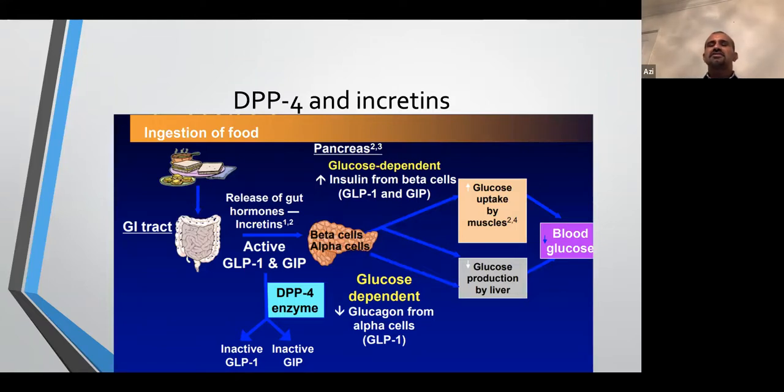Okay, this slide is about DPP-4 and GLP-1, I apologize. We just talked about it, so the mechanism of action for GLP-1 and GIP. GLP is glucagon-like peptide, and GIP is glucose-dependent insulinotropic peptide. They are gut hormones, secreted from the intestine, and they help regulate insulin secretion.